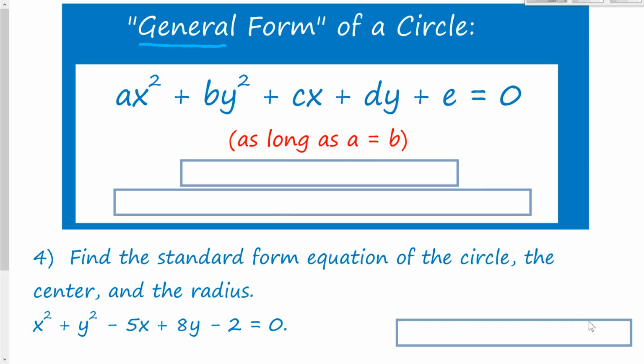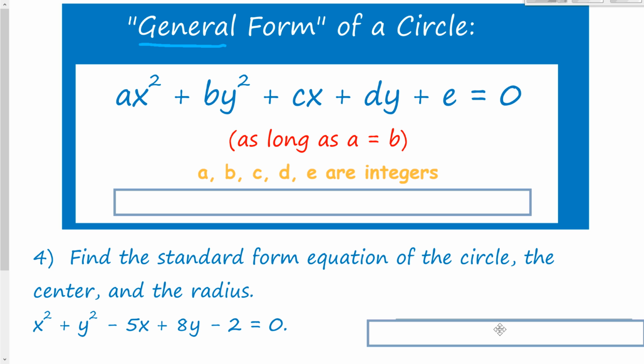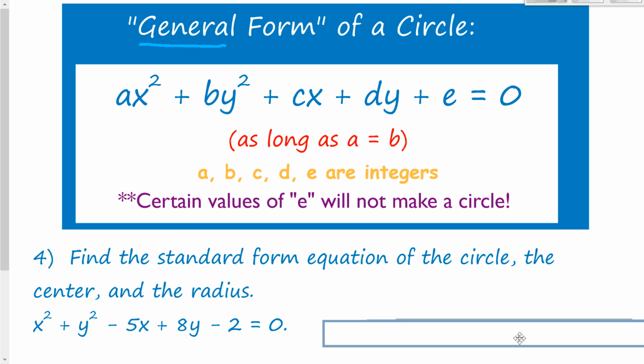So for a circle, and only for a circle, you will see that a equals b. And in general, we like to have integers for a, b, c, d, and e, not fractions. I could make up all kinds of equations here and put in random numbers, but that doesn't mean it's going to be a circle, because what if I put in a number that gave me r squared equals 0 or r squared equals a negative? That wouldn't make any sense. So only certain values of e will make a circle.